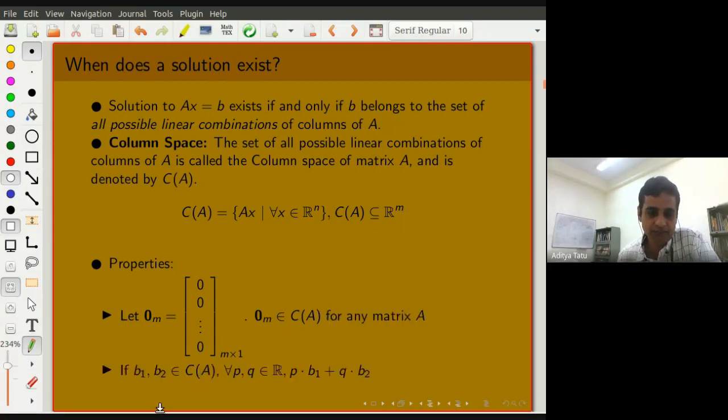Second question. If I pick two elements from this column space, and I arbitrarily choose real numbers, and I perform a linear combination of these two vectors in this way, what can you say about this element?